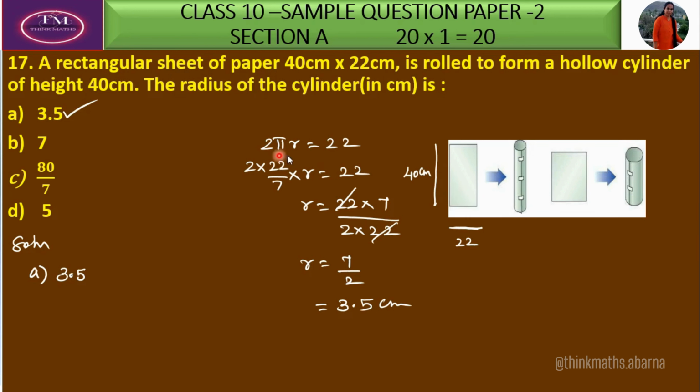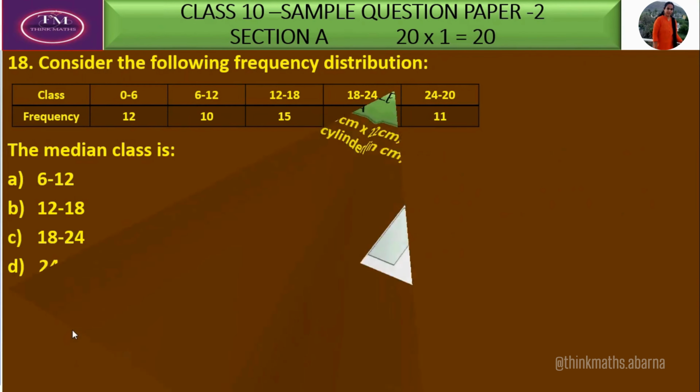So its formula is 2 pi r. So it is a circle. Circumference of the circle is 2 pi r, which value will be same as the breadth of the paper. So it is 22. So if we solve this, we will get r is equal to 3.5. Okay, children? I hope you can understand this problem. So moving on to the 18th problem.